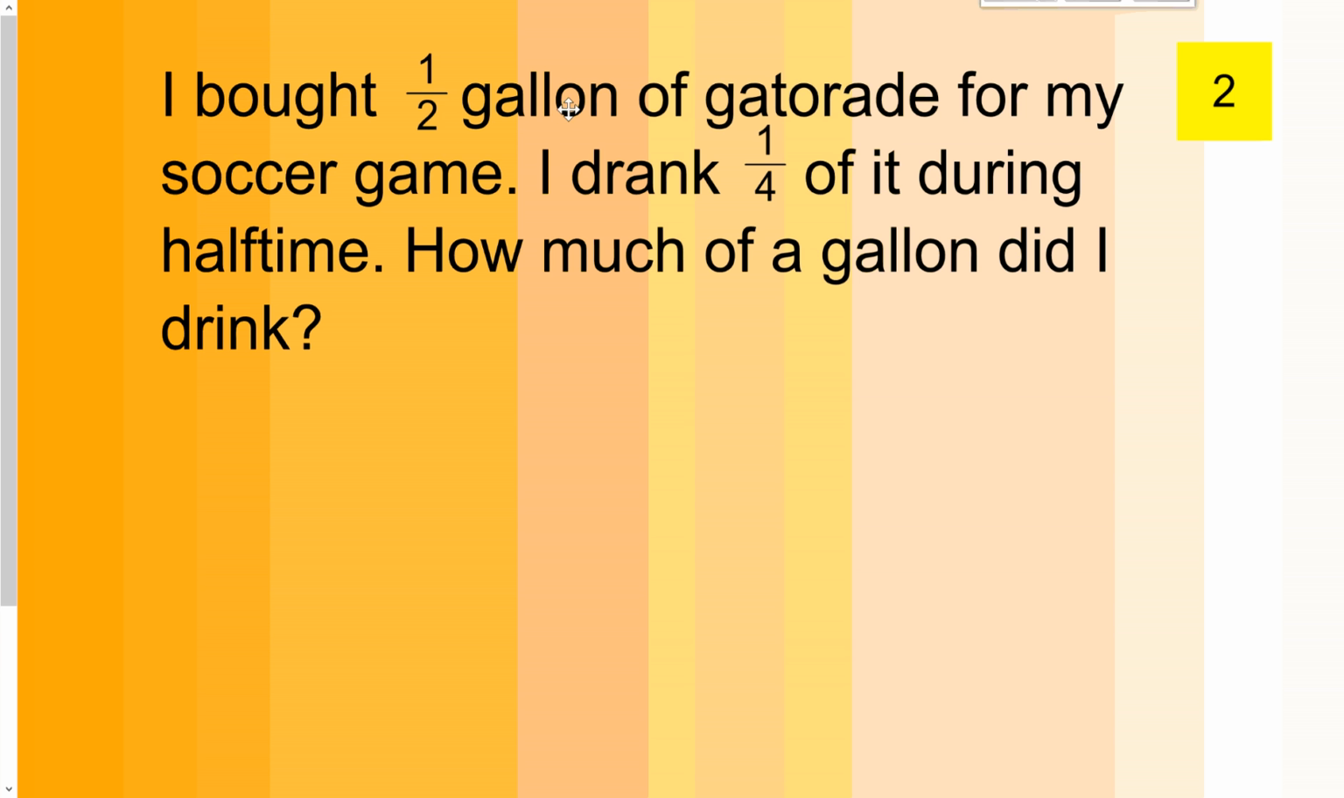I bought a half gallon of Gatorade for my soccer game. I drank 1/4 of it during halftime. How much of a gallon did I drink? So I can start with the story.